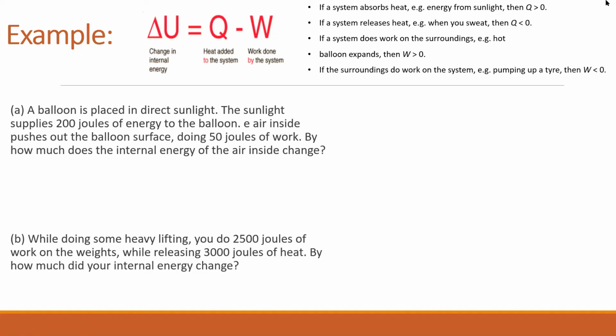A balloon is placed in direct sunlight. The sunlight supplies 200 joules of energy to the balloon. The air inside the balloon pushes out the balloon surface, doing 50 joules of work. By how much does the internal energy of the air inside change?